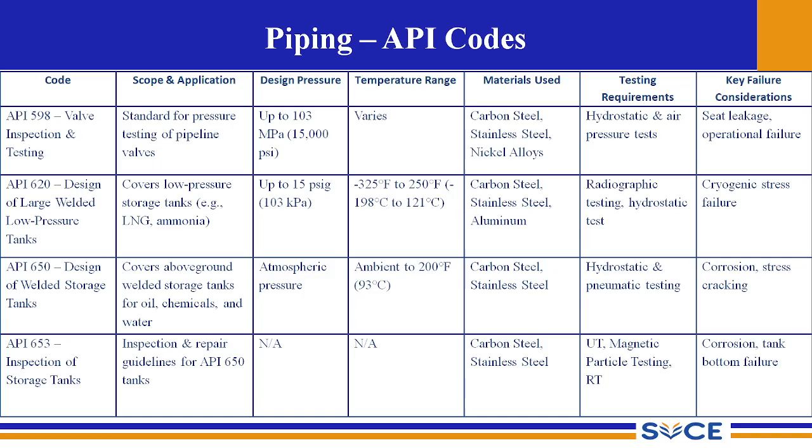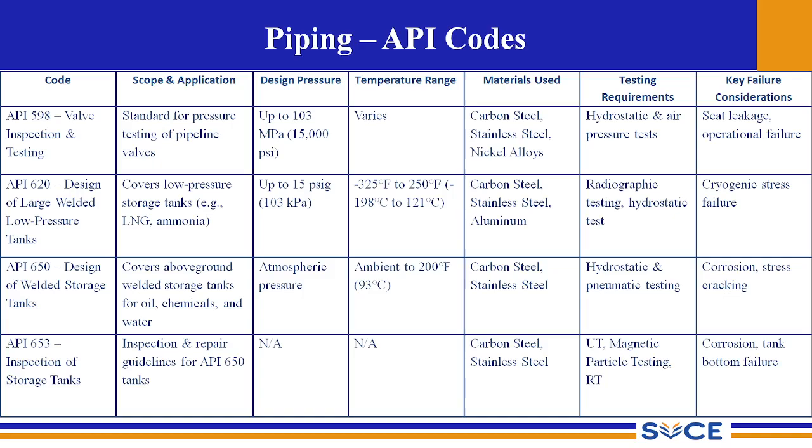Then API 620, it is used for the design of large welded low pressure tanks, and the scope and application covers low pressure storage tanks of LNG and ammonia. Then design pressure is 103 kilopascal. Then temperature range is minus 325 degree Fahrenheit to 250 degree Fahrenheit. Then the materials used are the carbon steel, stainless steel, and aluminum. The key failure considerations are the cryogenic stress failure.